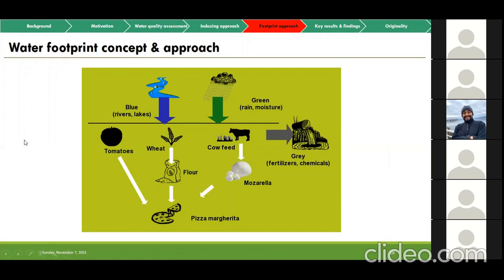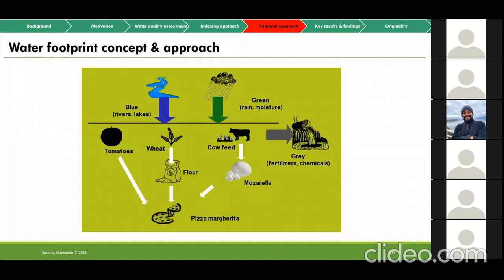So you can see making a pizza. To make a pizza, we need different ingredients. And for all these ingredients, somehow there needs to be water, water from the surface sources, water from the lake. And while producing it, there's also some waste that is generated. It's a basic concept, but try to map it on a footprint scale.